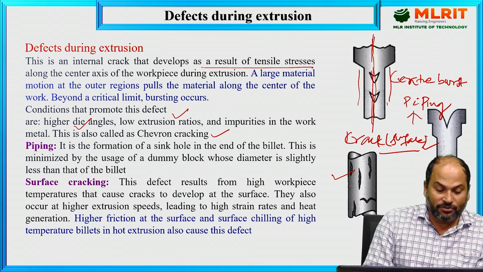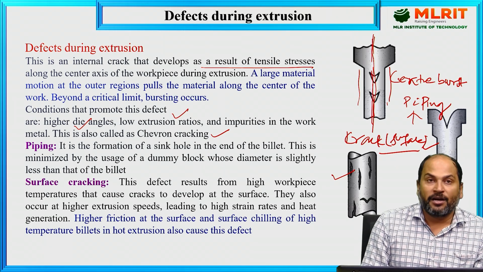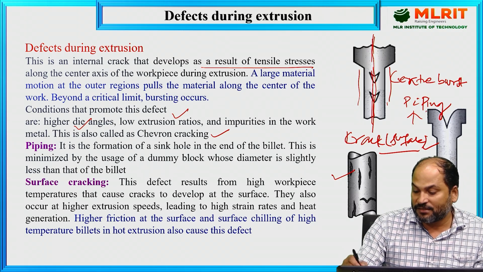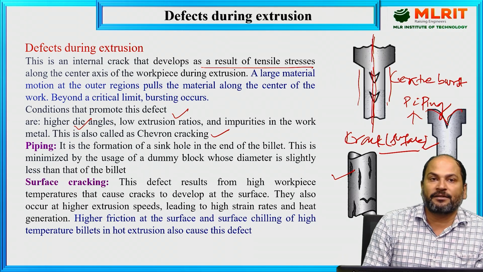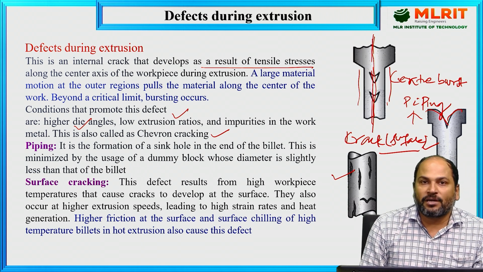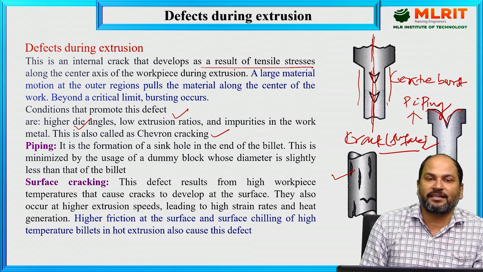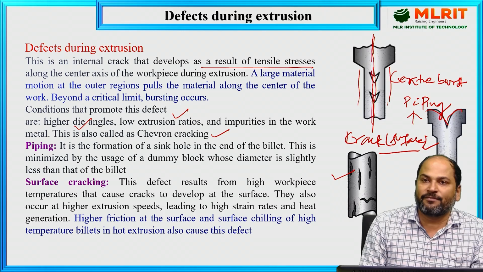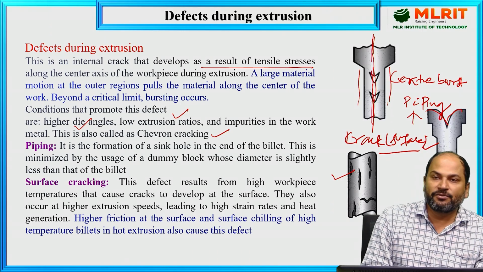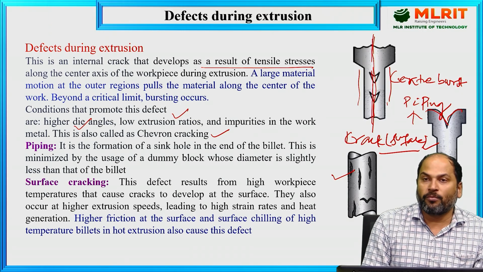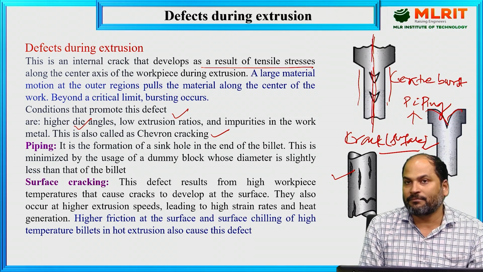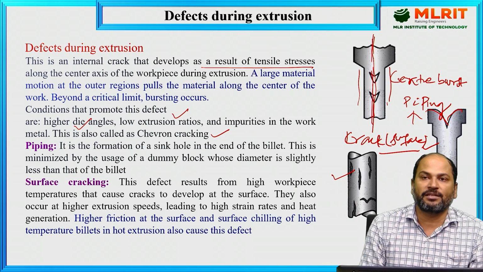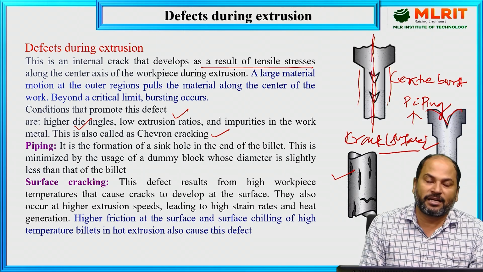The second defect, which is known as piping defect, is the formation of a sink hole. It is a sink hole at the end of the billet. We can see here it's a sink hole at the end of the billet. This is actually minimized by the use of a dummy block whose diameter is slightly less than that of the billet. We have already seen this in the direct extrusion process. If we are doing hot working, scale formation will be there. But if we are using a dummy block in between the billet and the ram through which we are applying the force, the defect will be minimized. So that has been written also here.